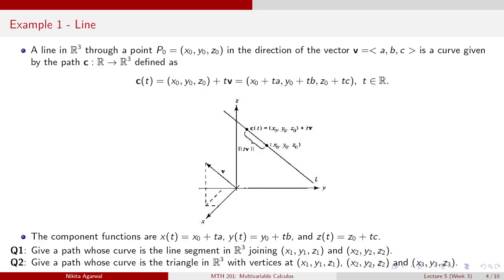I will leave that to you. You have to choose your interval suitably. You can't use the same interval for all the 3 sides, or all the 3 line segments. You have to choose different intervals and then put things together, as the domain should be one single interval. These 2 will be discussed in the tutorial, but it's worth trying. You should try it yourself.